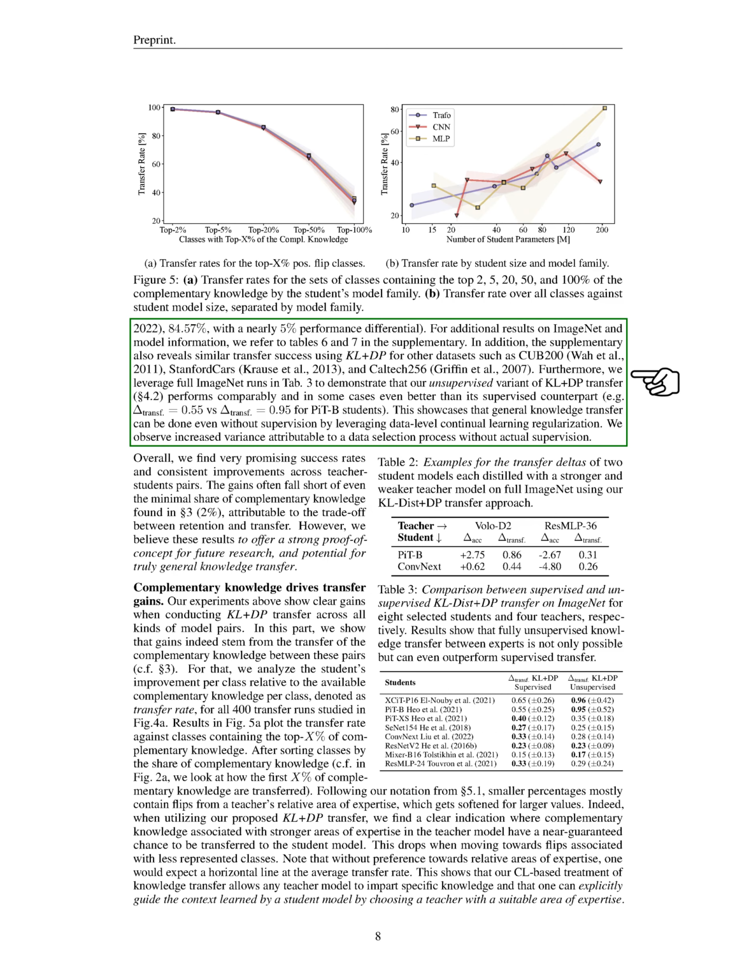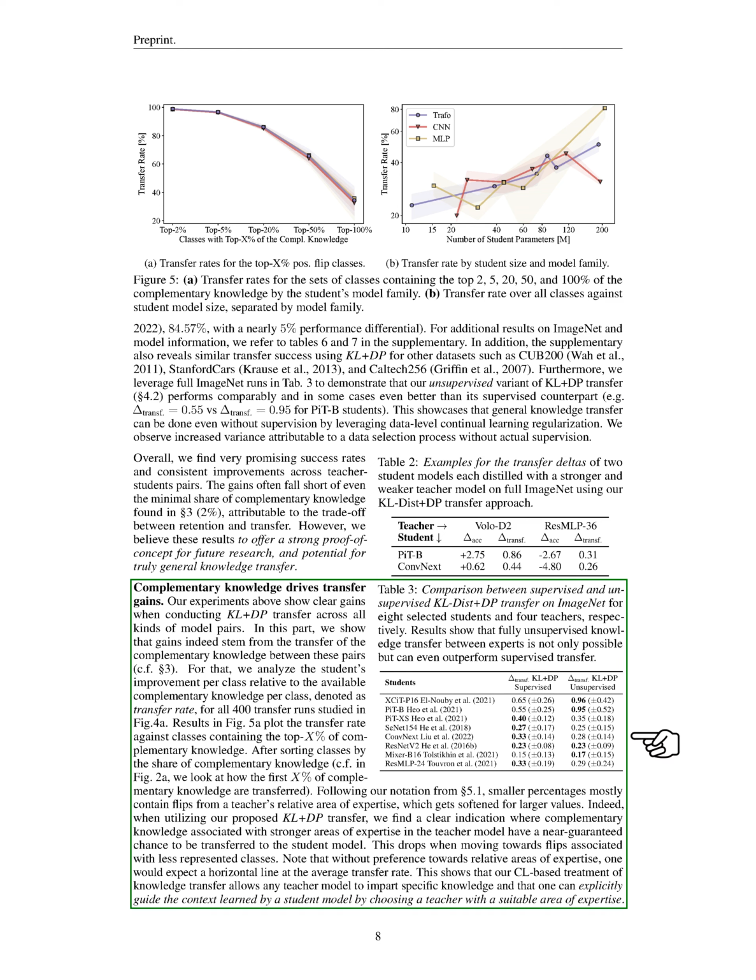We also demonstrate that our unsupervised variant of data-level regularization transfer performs comparably and in some cases even better than its supervised counterpart. This shows that general knowledge transfer can be done even without supervision by leveraging data-level continual learning regularization. Our experiments show clear gains when conducting data-level regularization transfer across all kinds of model pairs. We show that gains indeed stem from the transfer of the complementary knowledge between these pairs.